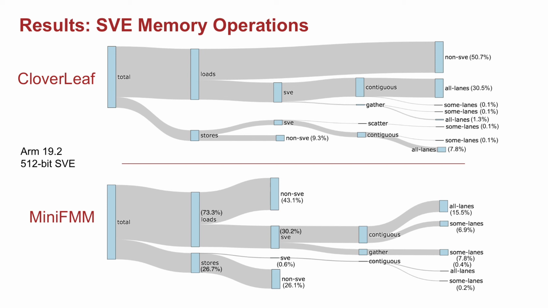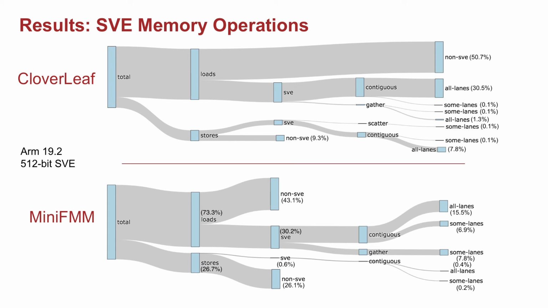For both applications, most of the memory operations were loads, about a third of which were SVE operations. The main difference is that Cloverleaf only performed a small percentage of non-contiguous accesses, and all the lanes were active the vast majority of the time. In MiniFMM, however, about 8% of all memory accesses were gathers, and in about 15% of all accesses, only a subset of the lanes were used.